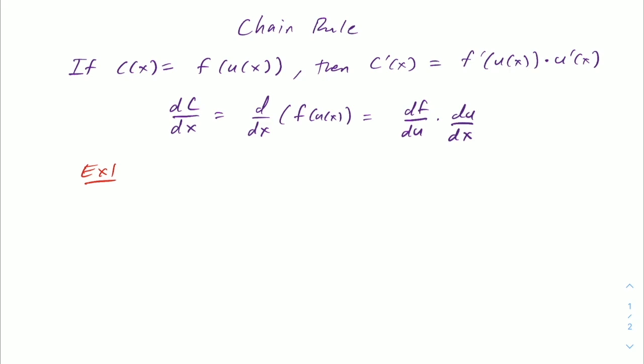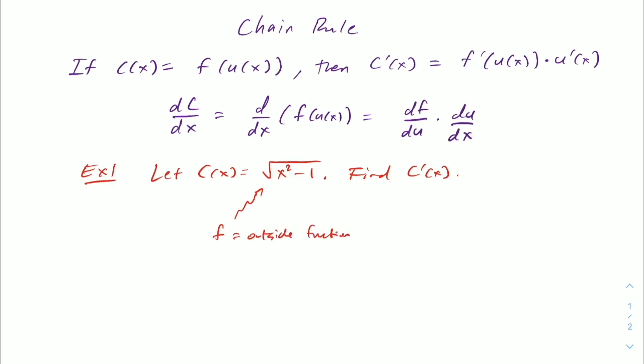So in our first example, we're going to let c of x be the square root of x squared minus 1. And we're going to find the derivative of this function. So the first thing to do is to identify f, the outside function, and u, the inside function. So the inside function is going to be x squared minus 1, and the outside function is going to be square root of the inside function, or square root of u.